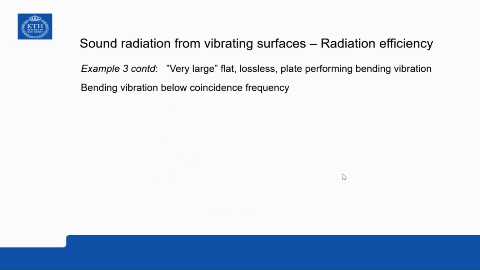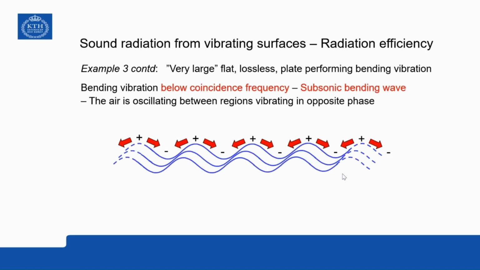So, a very large, flat, lossless plate performing bending vibration. What can we say about this? How can we interpret this strange behavior physically? Well, first of all, for frequencies below the coincidence frequency, as you know from the definition of coincidence frequency, the bending waves will be subsonic. And this means that the air is oscillating between regions vibrating in opposite phase.